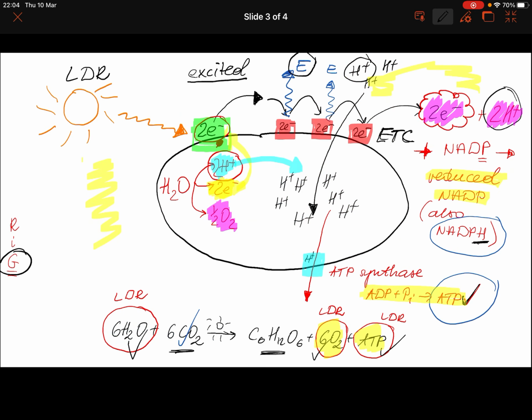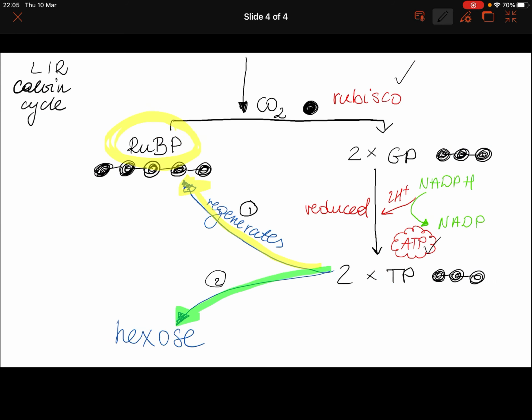In that way, we now can summarize our equation and add on some labels. So, of course, carbon dioxide has been seen and used to combine with RuBP in the light-independent reaction. So was the hexose produced in the light-independent reaction, or Calvin cycle, if you like. So that's the whole process of photosynthesis.